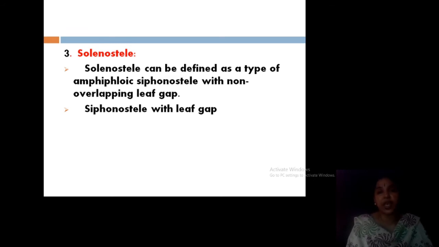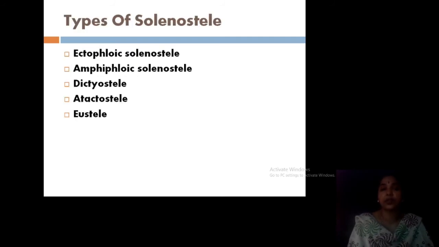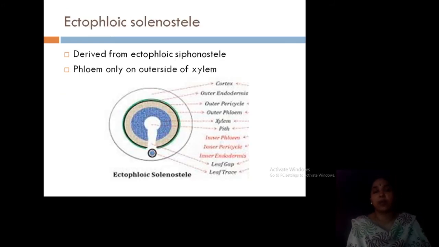Siphonostele is with a leaf gap, but our last one, siphonostele is without leaf gap, but solenostele is with the leaf gap. That is the difference. So, there are different types. Same way you can classify ectoploic solenostele, amphiploic solenostele, then dictyostele, atactostele and eustele. What are they? You can check one by one.